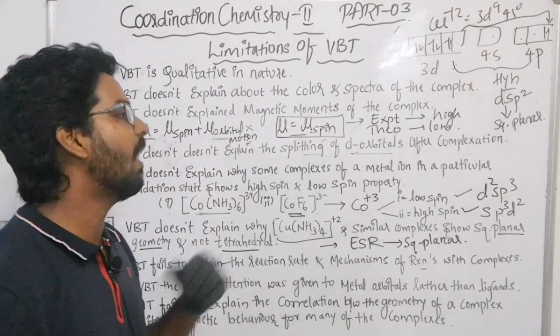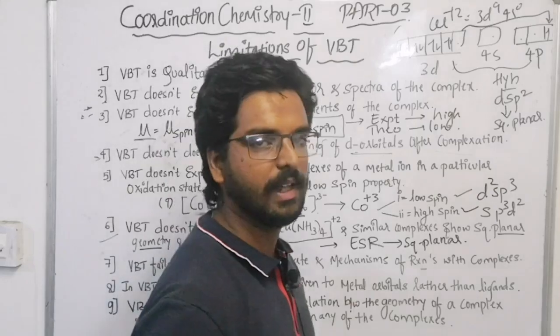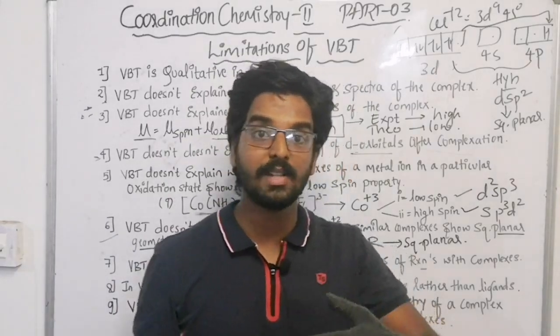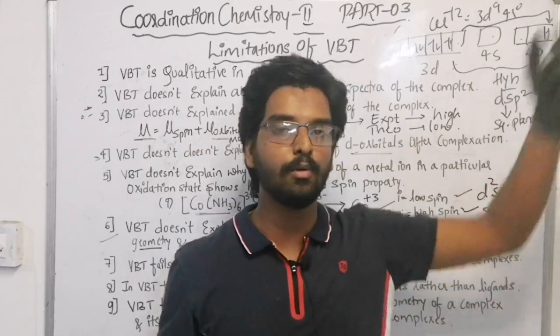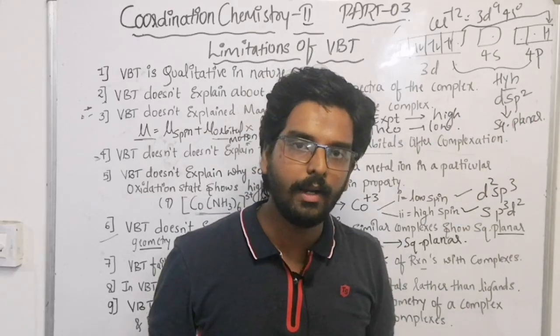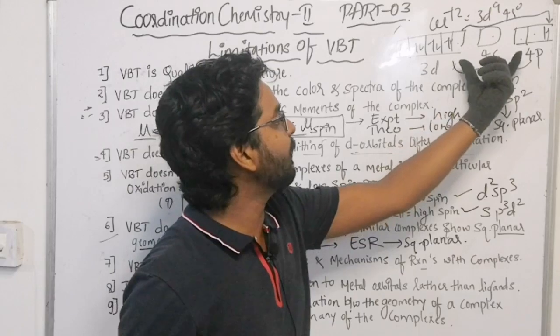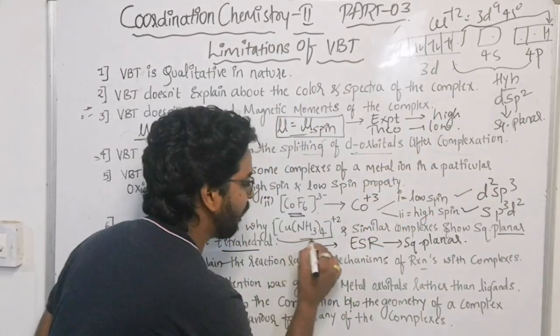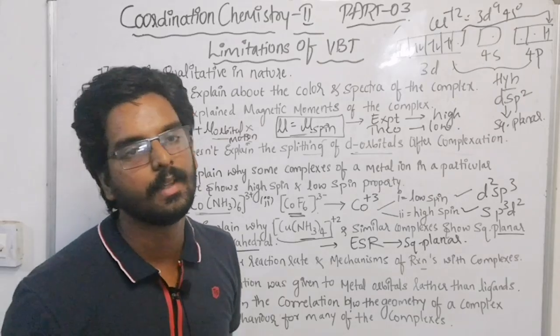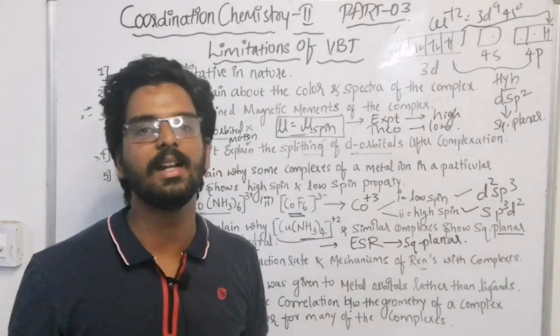There is a strong ligand present, so no pairing of electrons takes place. Here what is happening? An electron is shifting from 3d to 4p, one of the orbitals goes and sits in 4p. And the in-between orbitals are undergoing dsp2 hybridization in order to accept the 4 ammonia ligands. Therefore dsp2 is called square planar.